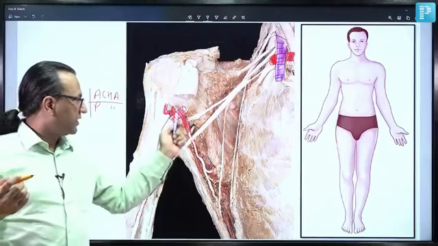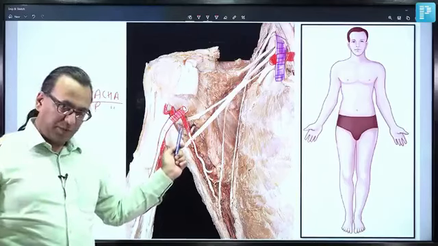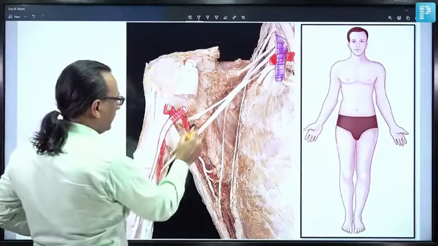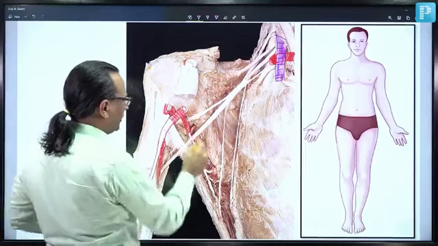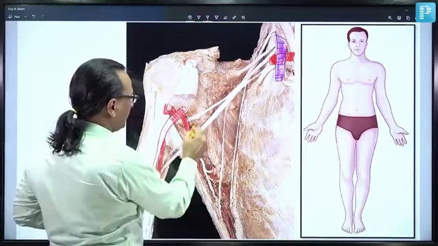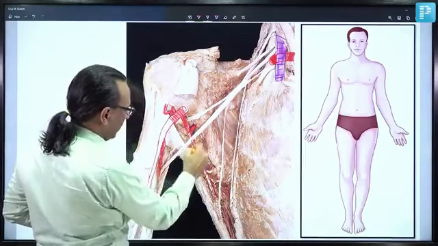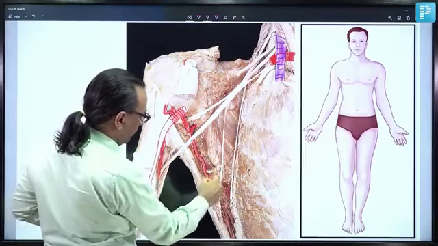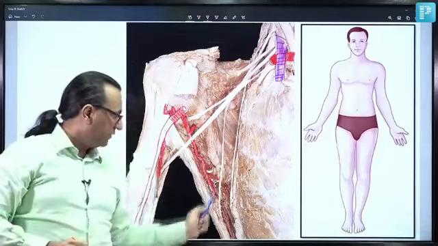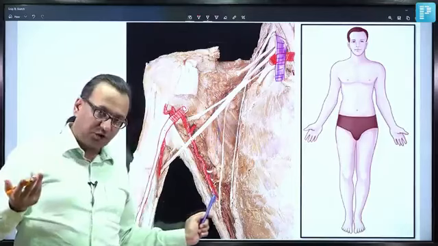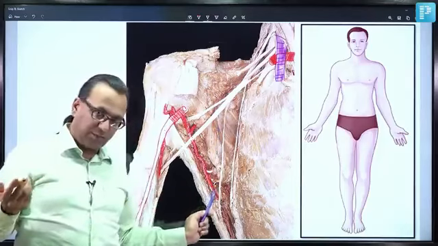The third part of axillary artery, as it gives subscapular artery, it further divides into two. One of them goes around the scapula, you say circumflex scapular artery going around the scapula, and the other is thoracodorsal artery. And this thoracodorsal artery will be followed by thoracodorsal nerve. And where is this thoracodorsal nerve coming from? It is also a branch of the posterior cord of the brachial plexus.